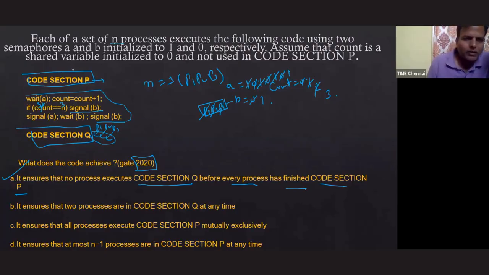Why? Because here he has not mentioned the concept of binary semaphore or such kind of things inside code section P, where I can give you a guarantee that at a time only one process will execute. No, it is not possible.